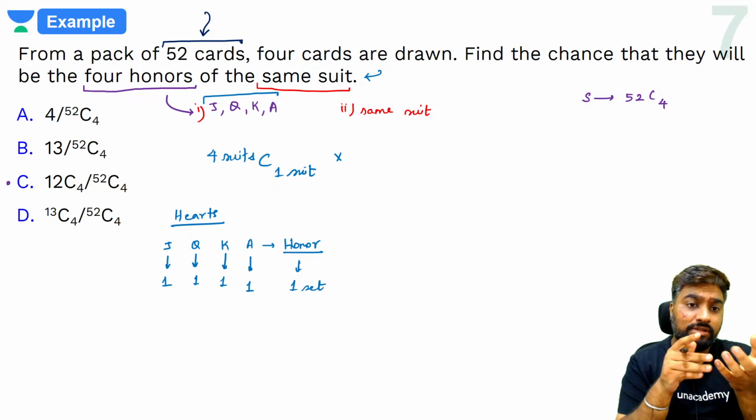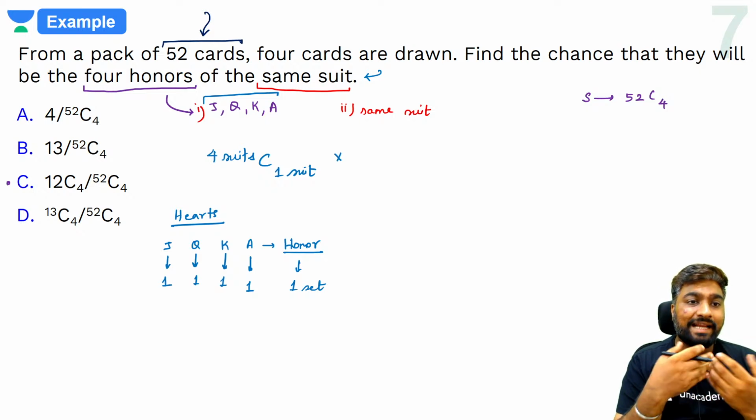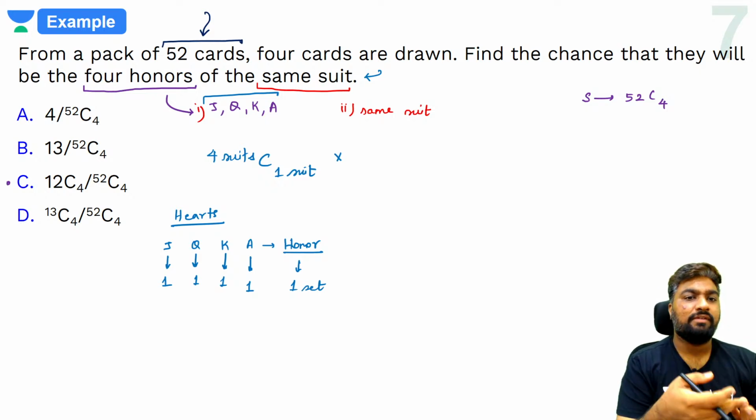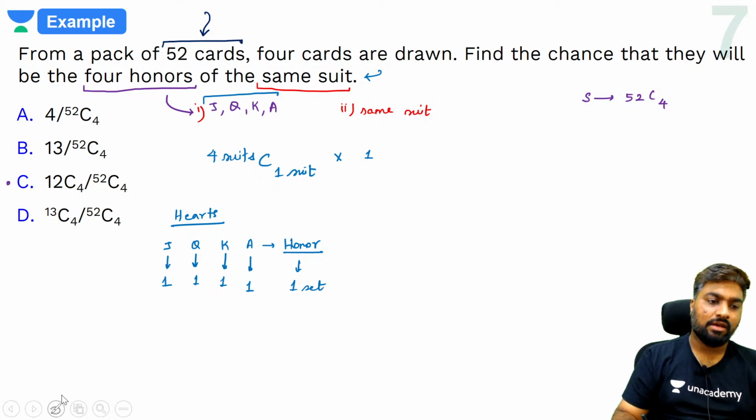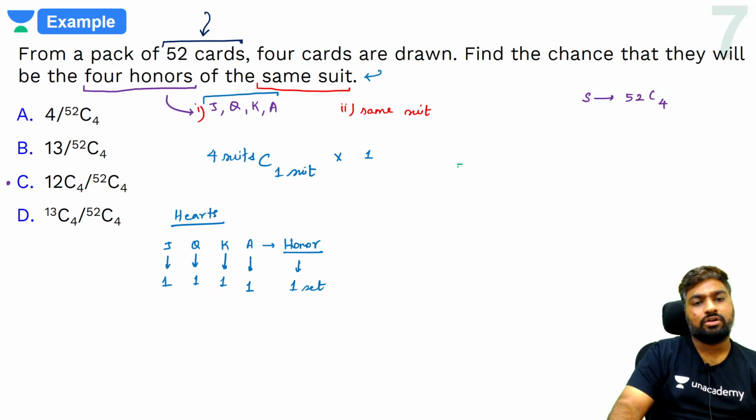So the moment you select a suit, by default, what happens? The 4 cards will be of the same set. Correct? So there'll be only one such case. Only one set, you're selecting that one set. So ultimately what do you have? You have 4C1, which is 4. So your favorable outcomes F is what? 4 into 1, 4. Got it?